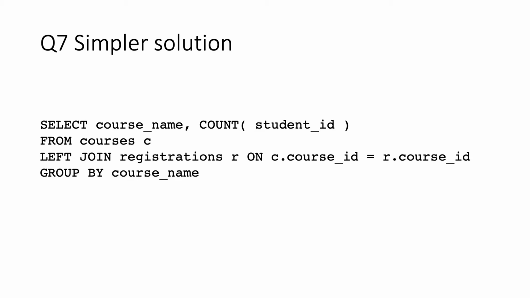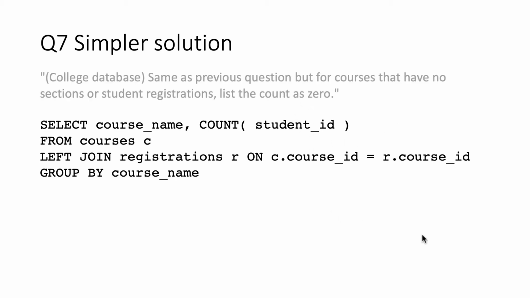Or I could have also said r.course ID. I could have said that also. That would have also given us the same results, because all the columns from the registrations table are going to be null when the course has no matches. So I could count any of those columns. It would still work fine.